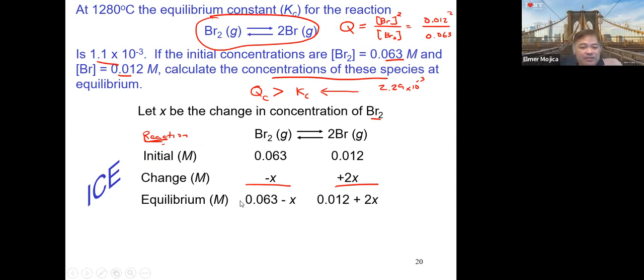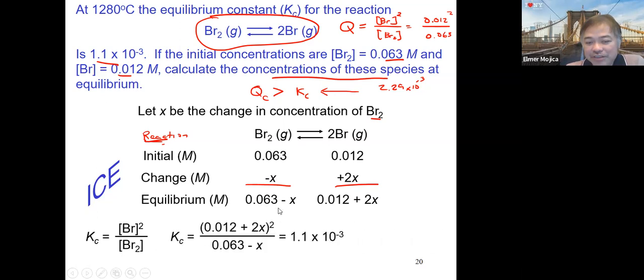Because once you have the table, you can use the values that you have in equilibrium to replace in the equilibrium expression. So yung Br raised to the 2 doon, you replace it with 0.012 plus 2x squared and divided by 0.062 minus x. And you have this relationship that you have. Now, this is a little bit complicated. So what do you need to do? From that expression, you have to solve for x.